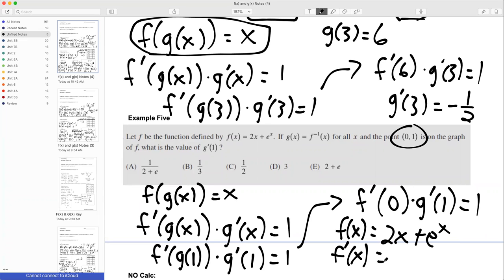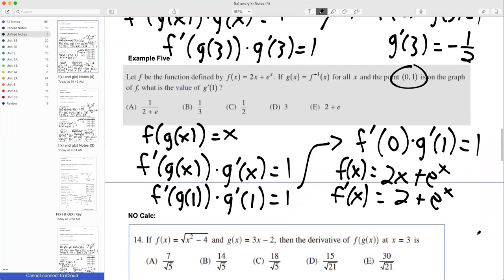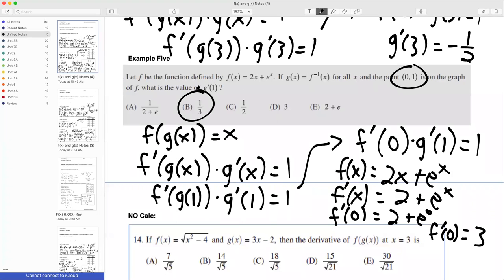The derivative of 2x plus e to the x is 2 plus e to the x. Then I want to evaluate it at 0. So f prime of 0 is equal to 2 plus e to the 0, and e to the 0 is 1. Therefore, f prime of 0 is equal to 3. Then I solve for g prime of 1 by dividing, and I get 1/3.